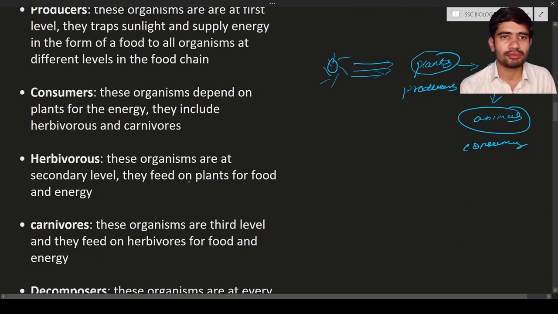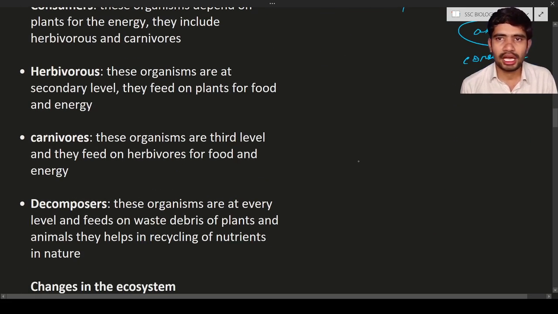Next is the herbivores. Herbivores means animals that depend on plant material for food. Herb is nothing but small plants or grass, so that is known as herbs. Herbivore means the animals that eat plants. So they are going to depend on the plant material only, for food and energy.